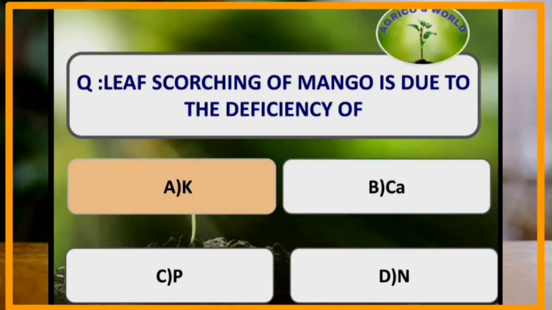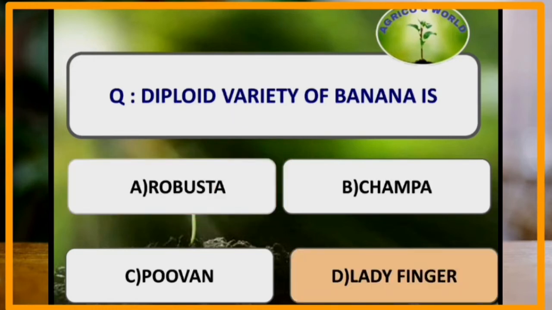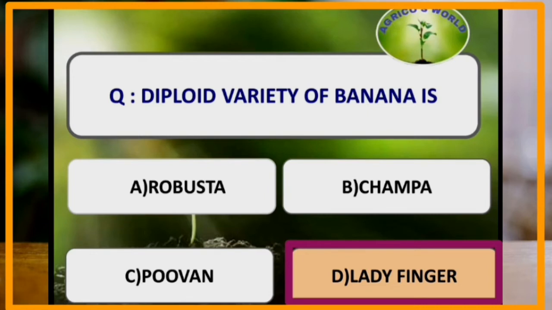Leaf scorching in mango is due to the deficiency of which of the following nutrient? Leaf scorching of mango is due to the deficiency of potassium. What is the diploid variety of banana? Usually the cultivated banana are triploids, but the diploid variety of banana is lady finger.